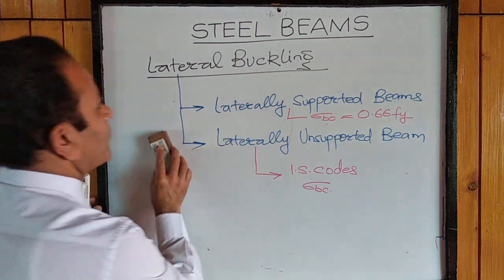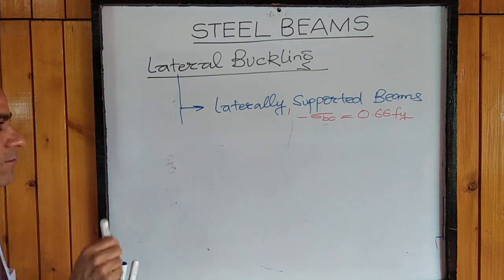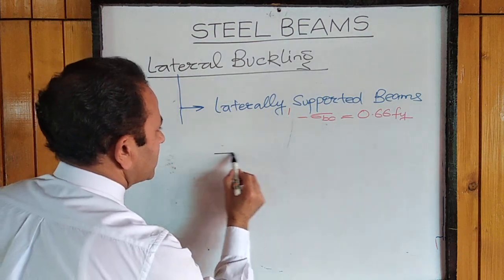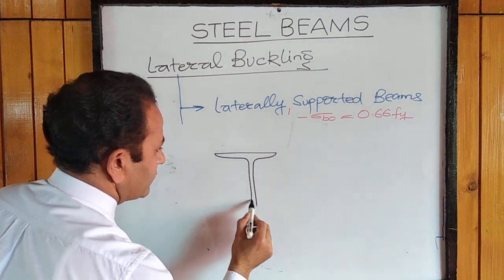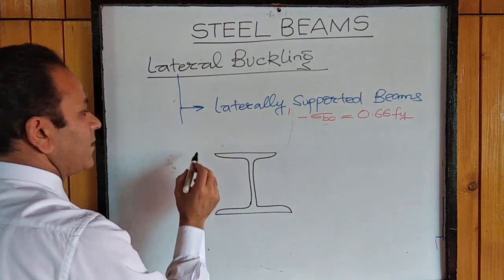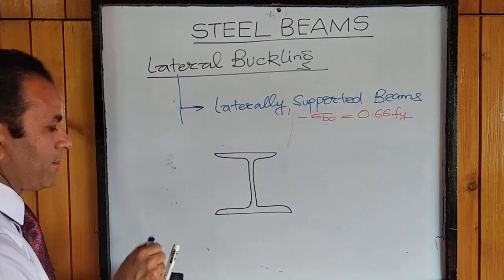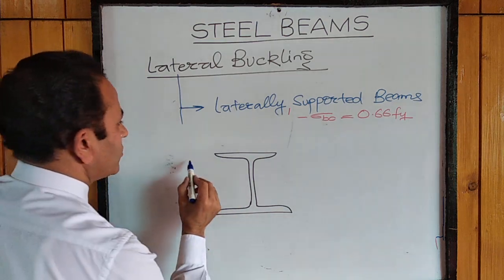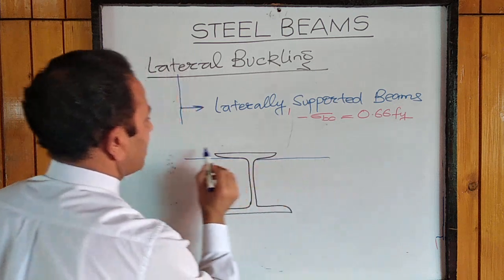Now, how are we going to provide a laterally supported beam? The compression flange of the beam is to be supported. Say this is the compression flange of the beam. If we are providing a laterally supported beam, then the compression flange may be embedded into the concrete slab. Say this is the slab portion.